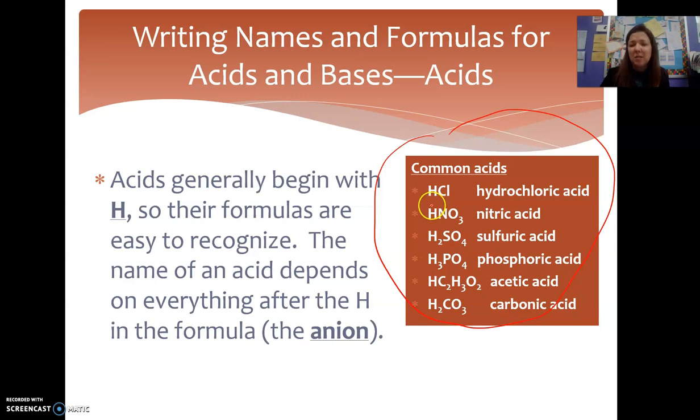We're naming acids. If you have a formula that starts with H, it's an acid. So how do we name it? We care about what comes afterwards. But again, here's some examples: HCl, hydrochloric acid; HNO3, nitric acid; H2SO4, that's a pretty common one too, sulfuric acid. But you get the idea. Let's move on.